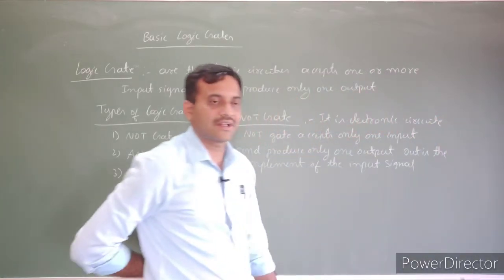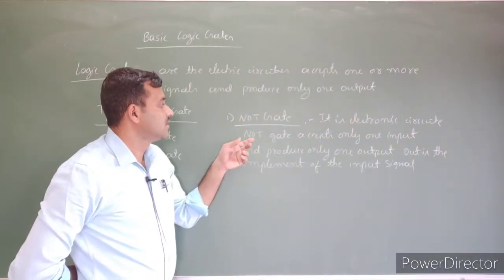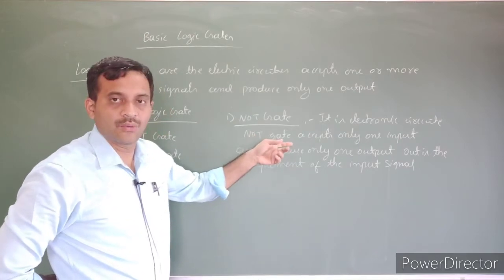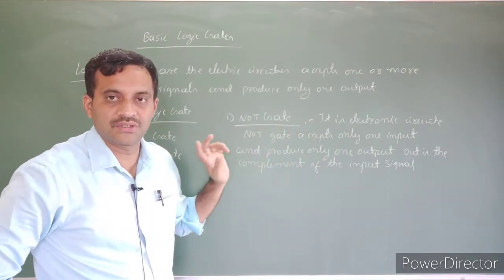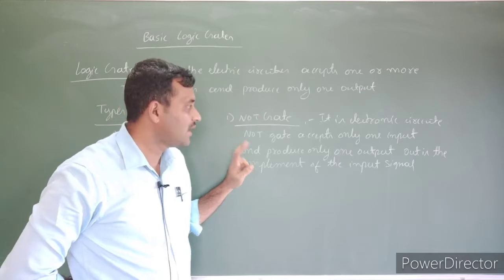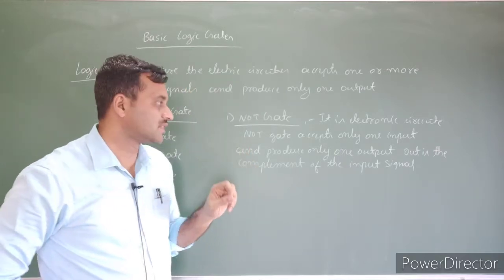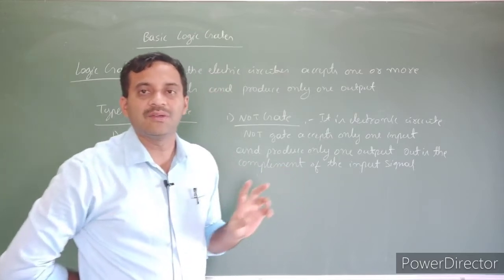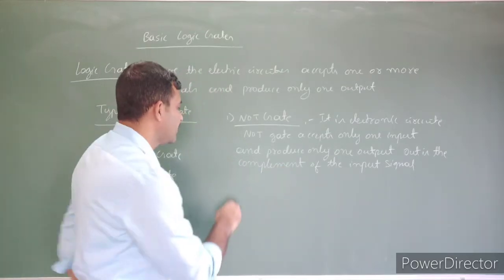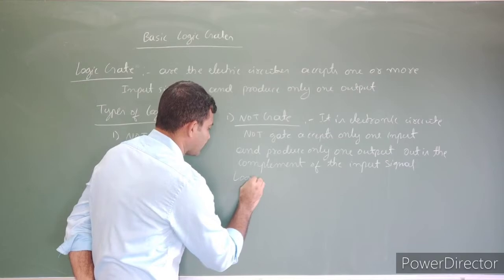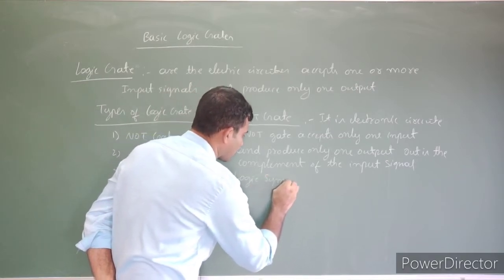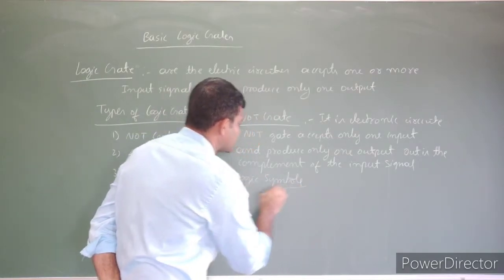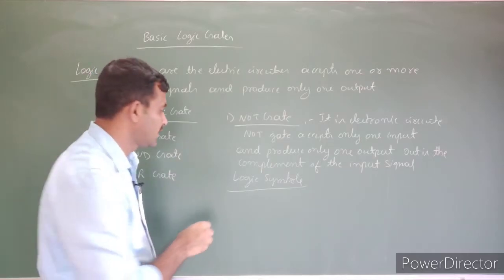It is an electronic circuit. It accepts only one input signal and produces only one output signal. Here, the output is the complement of the input. See the logic symbol of NOT gate.